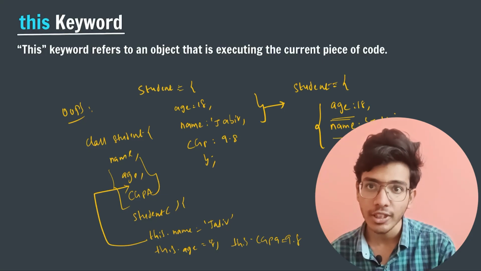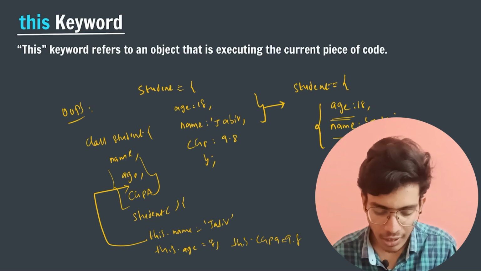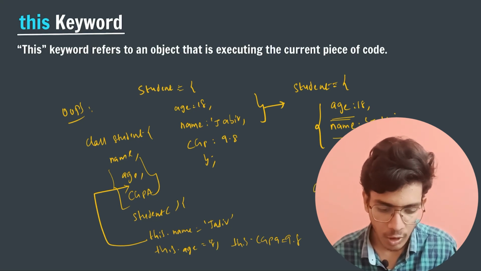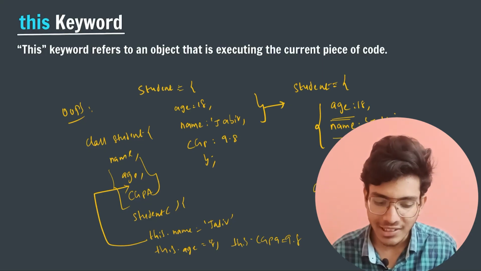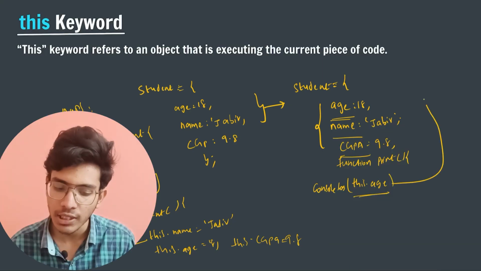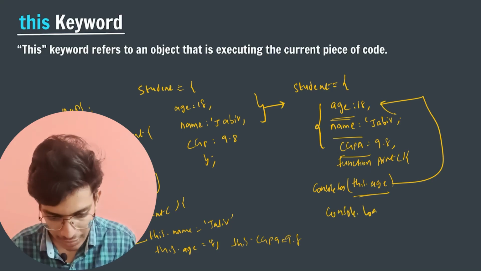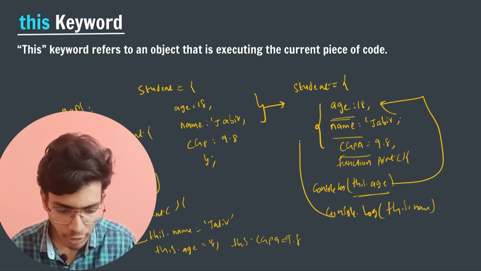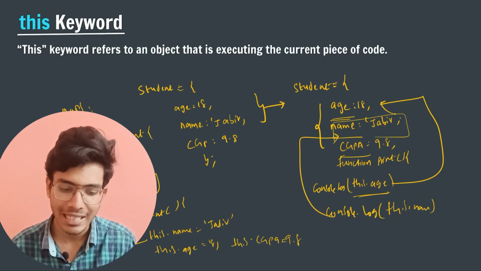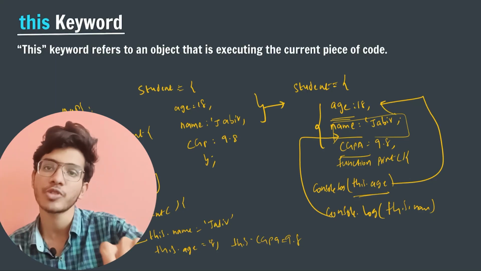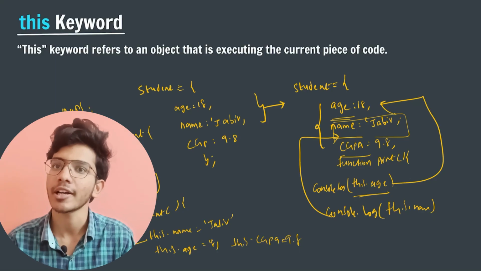So here I will write console.log(this.age). What this will do is point to this age pair. After that I will write console.log(this.name), and it will point to the name key value pair. So to access the key value pairs within the object, we use the this keyword.